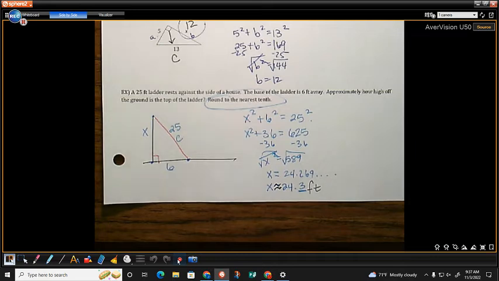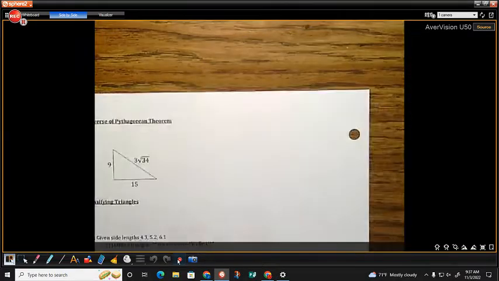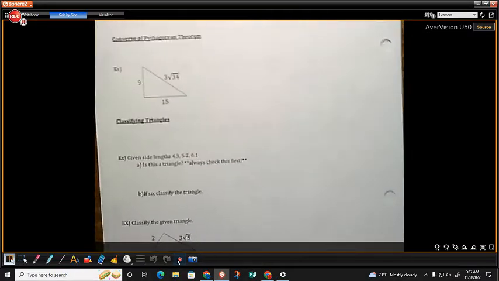Just like on the last test, you had to put degrees on the measure of the angles or you lose points. If I give you units, you better use the units. Okay, turn it over. Okay.